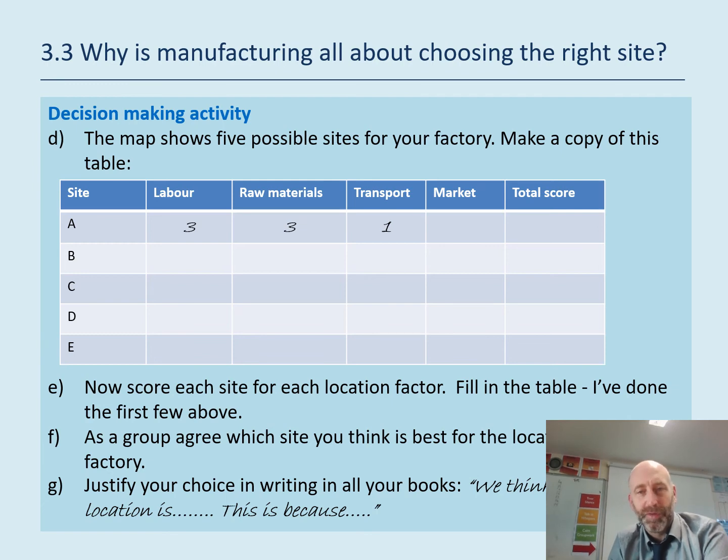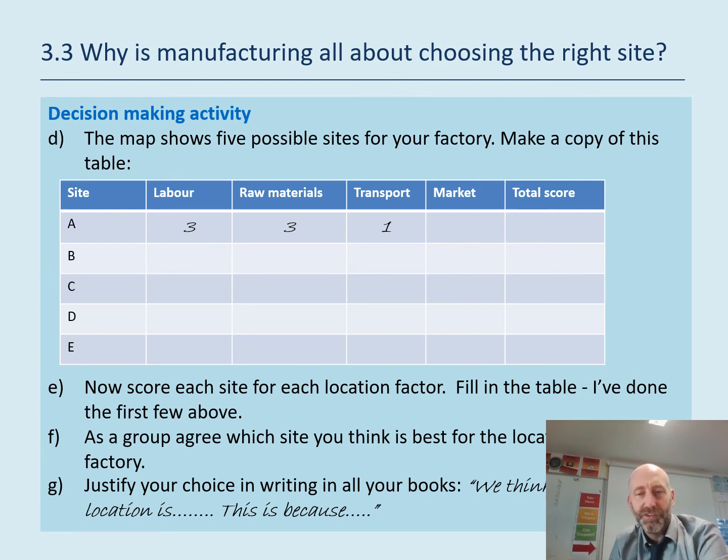So once you've got a copy of that table, you're going to use it to work out which of those sites is the best. So you look back at the map and you think, right, okay, so site A for Labour was really good. It was within 30 minutes of 100,000 people. It gets a 3. If site C, though, for example, was, say, 2 hours away from the nearest large town, that might score a 0.